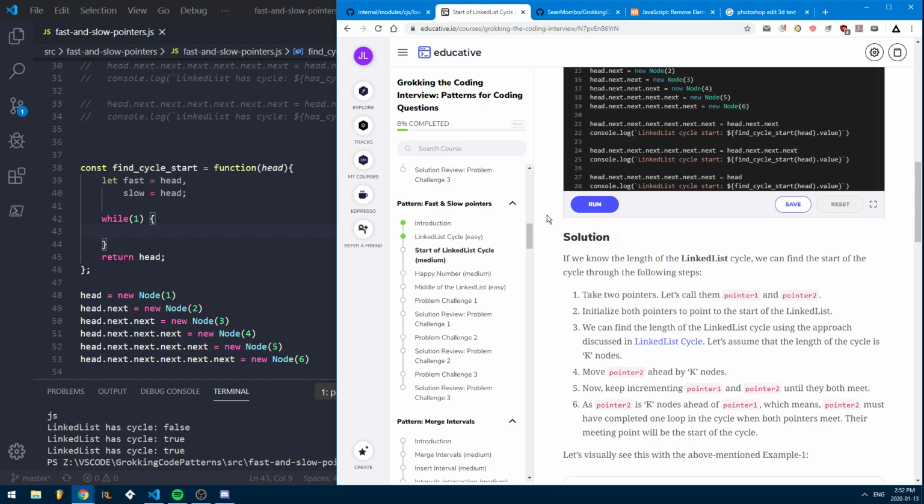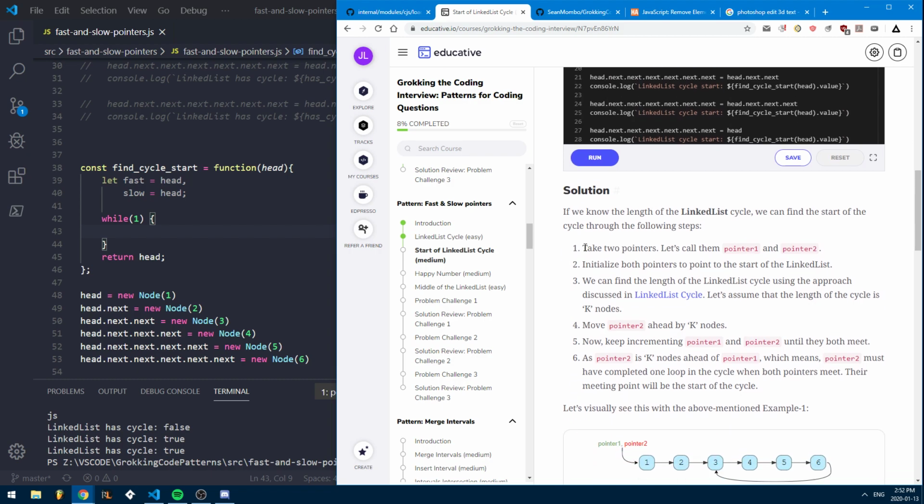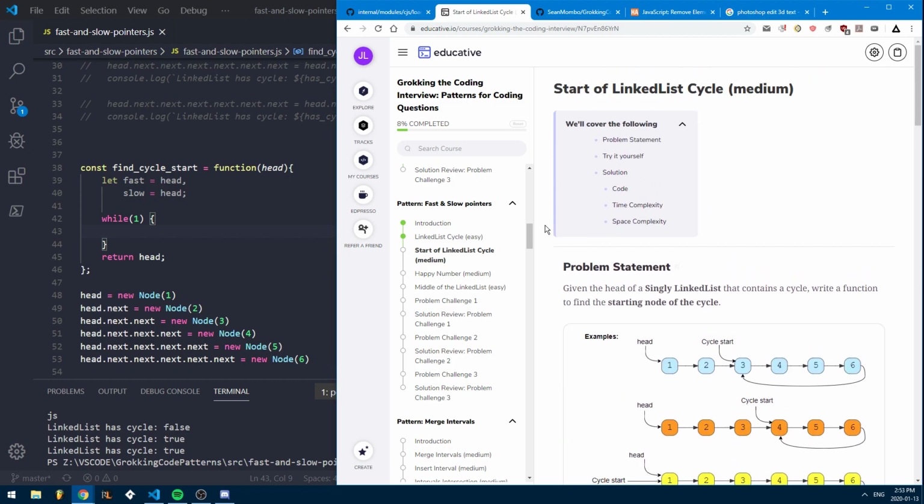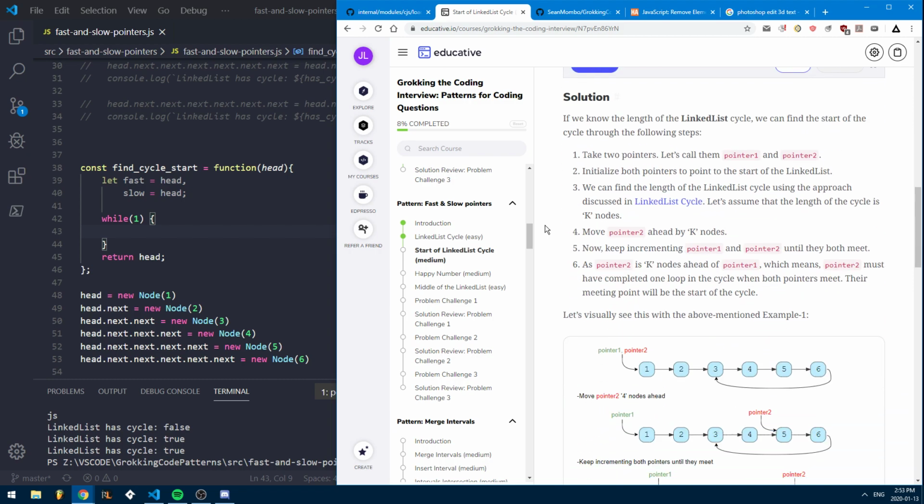Well, I want to see what this man thinks. This person. Take 2 pointers. Let's call them pointer 1 and 2. Initialize both pointers to point to the start of linked list. We can find the length of linked list cycle. Wait. Start of linked list cycle. Yeah, we can find the length of the linked list cycle using the approach.